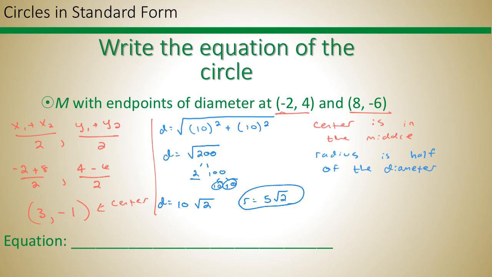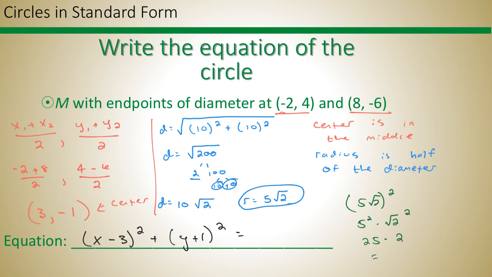So now the equation of my circle is going to be this: x minus 3 squared plus y plus 1 squared is equal to the radius squared. All right, so let's square the radius. 5 root 2 squared means I have 5 squared times root 2 squared, which would be 25 times 2. My radius squared is going to be 50, so we're going to see a 50 right there in our equation. And that's it. That would be the equation of this circle right here.